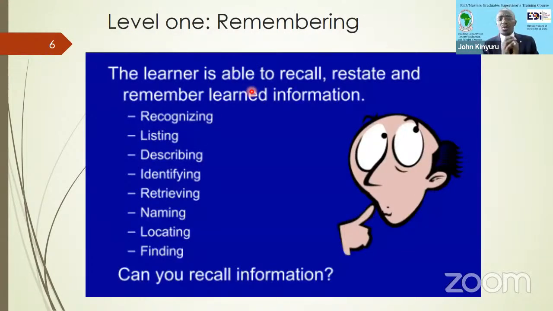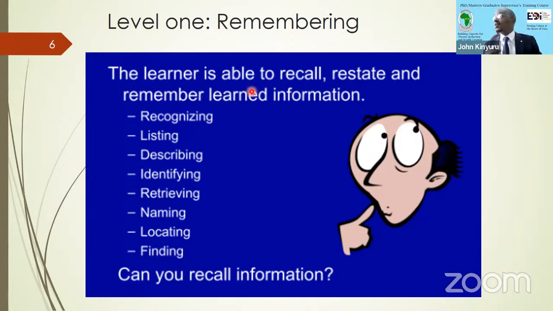So we'll quickly be looking at each and every one of these levels, to see what we expect of the supervisor and of the student. And then finally, we'll end up with group discussions on how we can apply this in our various disciplines. I will not take a lot of time on the first three levels, but I will quickly go through them because they are also important.